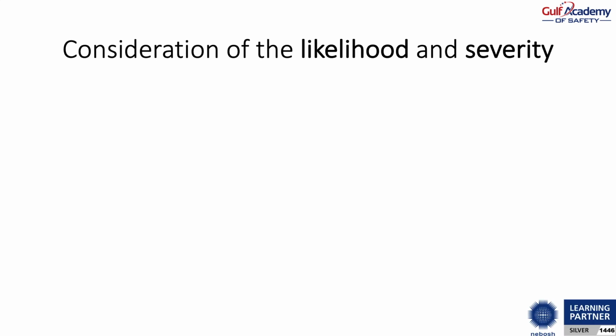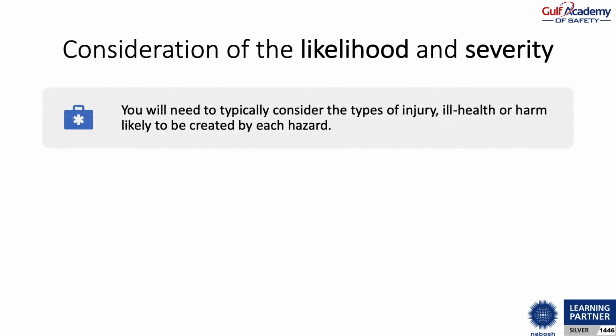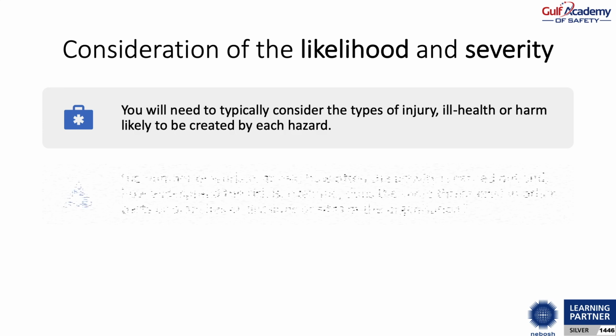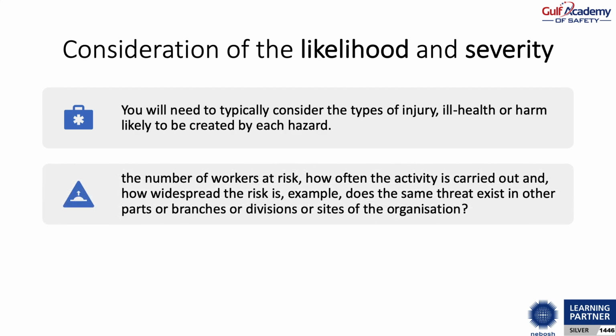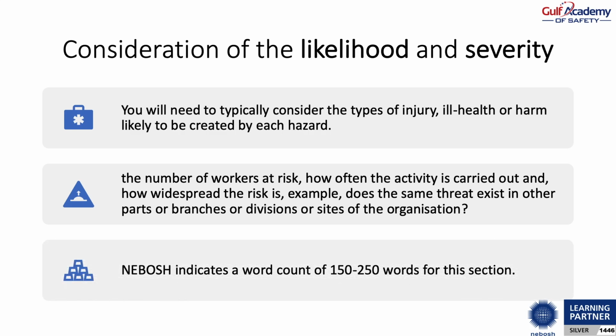Consideration of the likelihood and severity. You will need to typically consider the types of injury, ill health or harm likely to be created by each hazard, the number of workers at risk, how often the activity is carried out and how widespread the risk is. For example, does the same threat exist in other parts, branches, divisions or sites of the organization? NEBOSH indicates a word count of 150 to 250 words for this section.